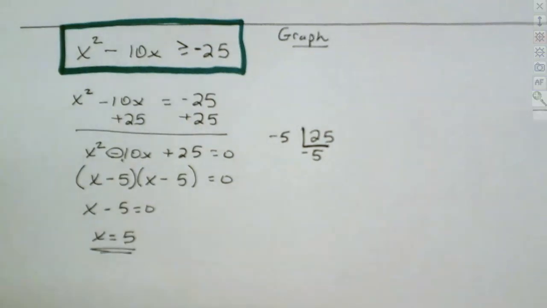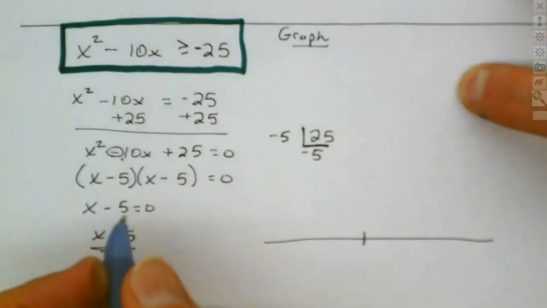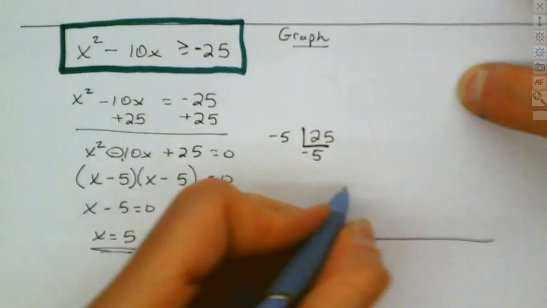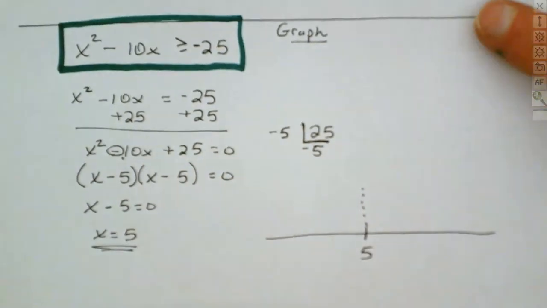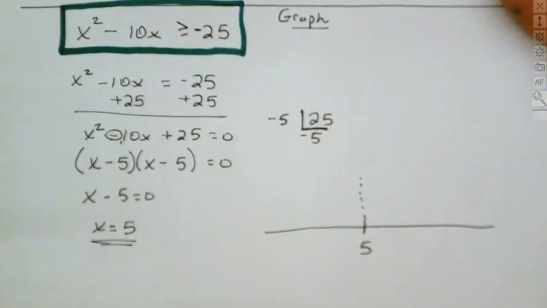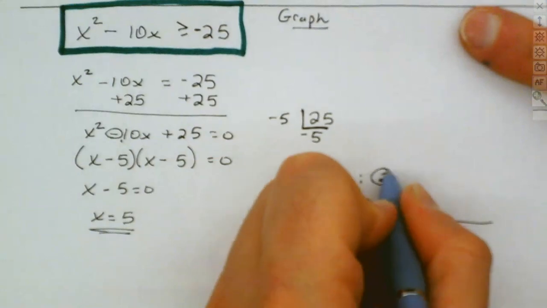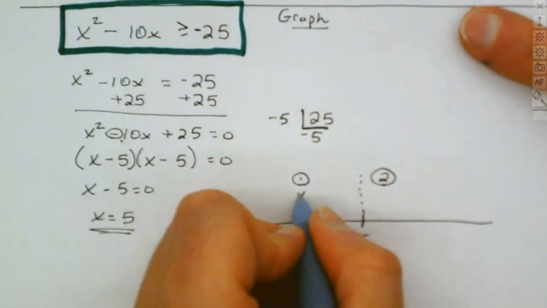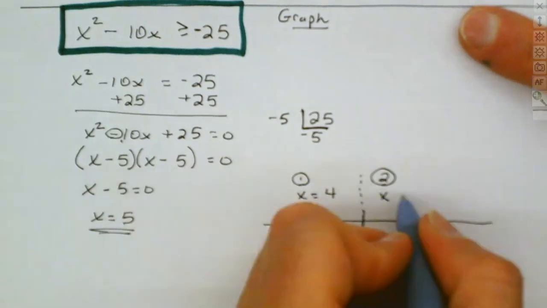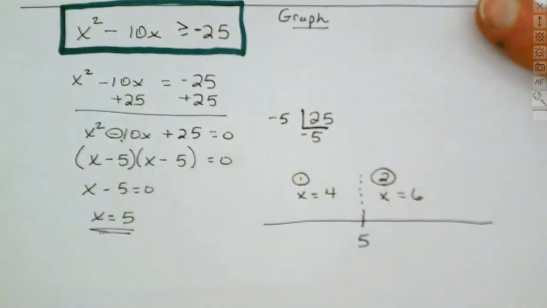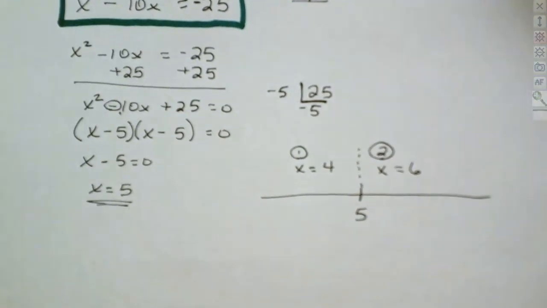We only have one critical point in this case, so that means we only have to check 5, and that's going to be it, because they're both the same, so you only have one value to check. So we have one value, which means 2 regions. So we need a number smaller than 5. How about 4? And we need a number bigger than 5. How about 6? And we'll see if it's true or false on these.